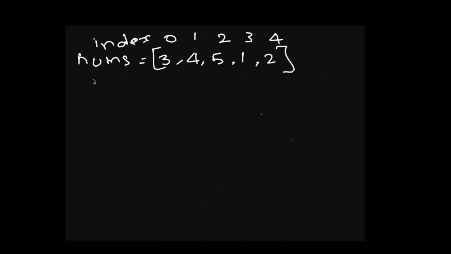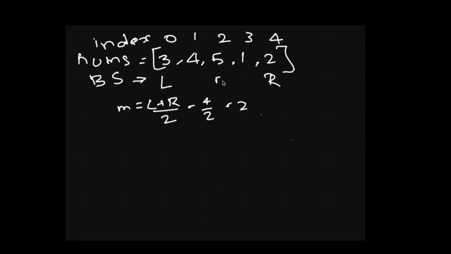The next approach is binary search. Here we need to mention left and right pointers. Left is the initial position, and right is the end of the array. We need to calculate the mid. The formula for mid is left plus right by 2. Here the value of left is 0 and the value of right is 4. So 0 plus 4 by 2 is equal to 2. So our mid will be 2.